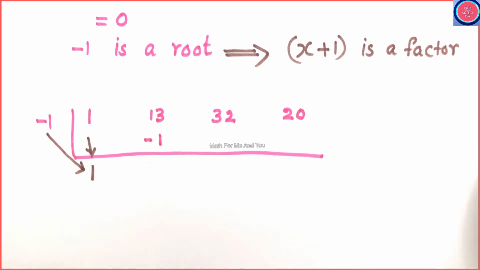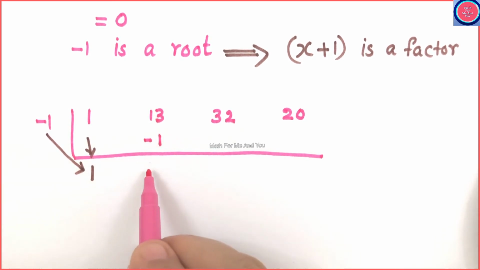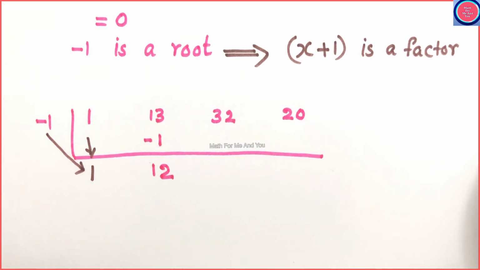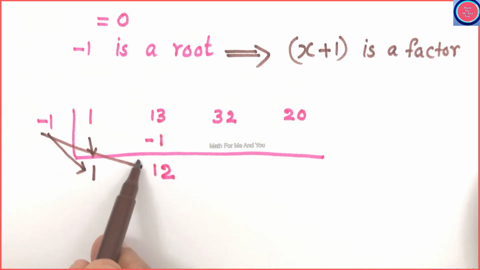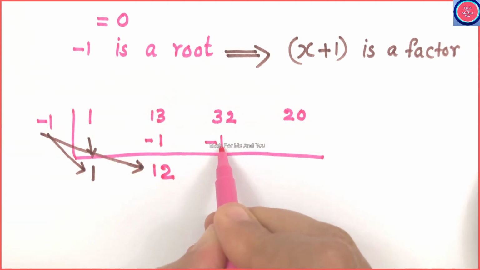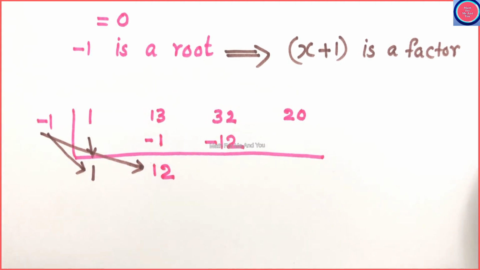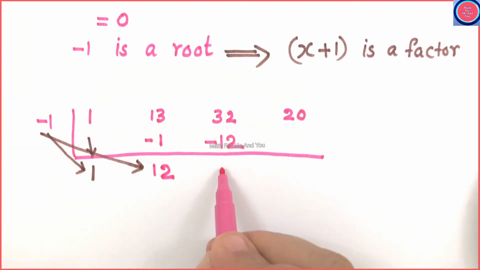13 minus 1. Answer is 12. Multiply with the root. Minus 1 times 12. Write the answer under 32. Minus 1 times 12 is minus 12. 32 minus 12 is 20. So we can write the answer 20 there.